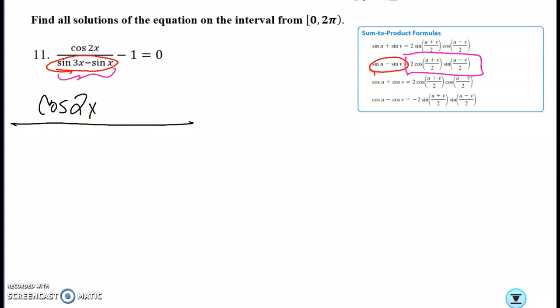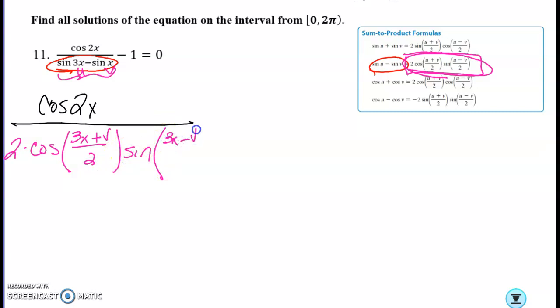Divided by, and now I'm going to be using this identity right here. So this is your u, and this is your v, and that would be 2 times the cosine of (u plus v) divided by 2 times the sine of (u minus v) divided by 2. Oops, I should be writing x divided by 2. And we still have a minus 1 equals 0 on this.